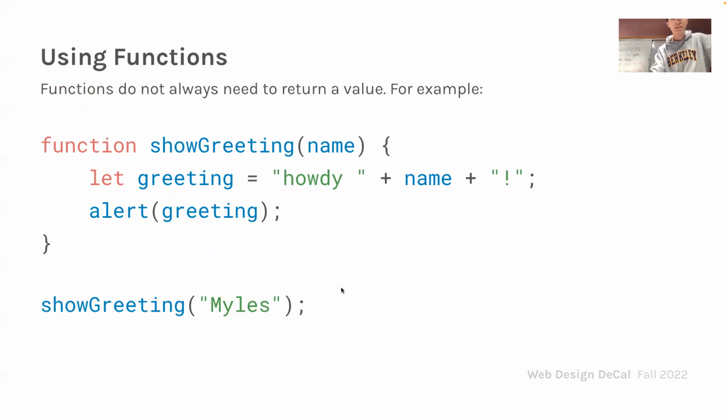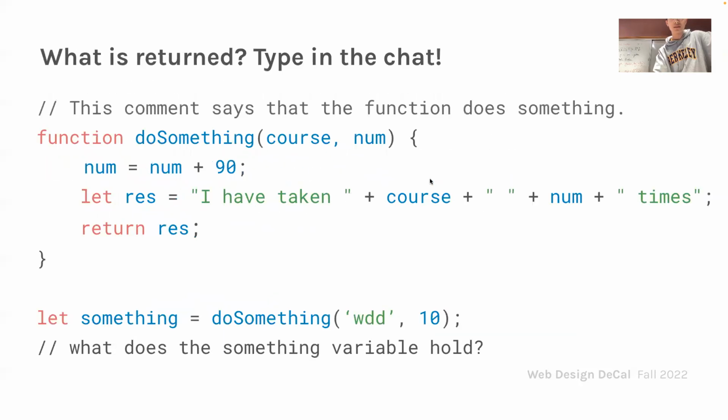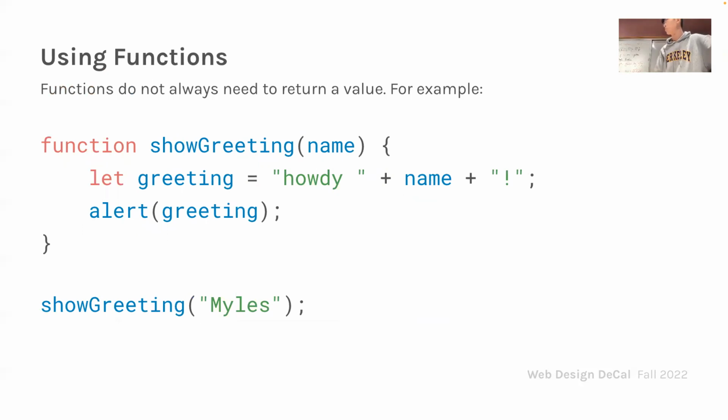One other thing is functions don't always need a return value. Pretty much what we've seen so far is we take an input, we do a thing, and we output something. We don't have to do that all the time. We can just perform some task that doesn't involve an output. In this case, if we call alert greeting within our function, we execute our lines of code. We have greeting howdy plus name. If we were to call show greeting with Miles as the name, we concatenate our strings and then we call alert, which should show a pop-up window with howdy Miles.